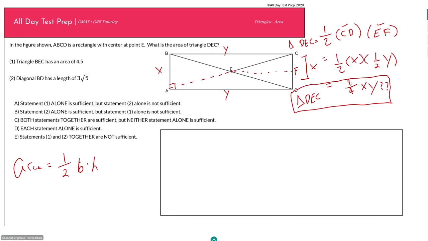It might seem like we really haven't done much because we already knew that area of a triangle is 1/2 base times height. So we just swapped our B and our H for an X and a Y. And we also changed our 1/2 to a 1/4. So it might seem like we didn't do anything. But the point is this.